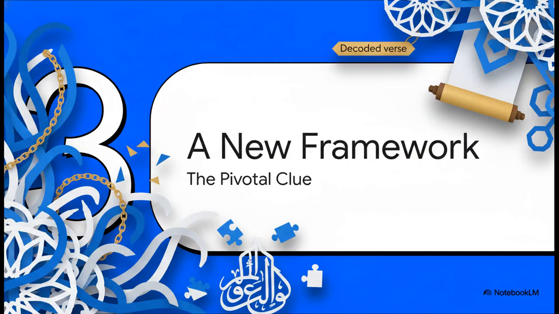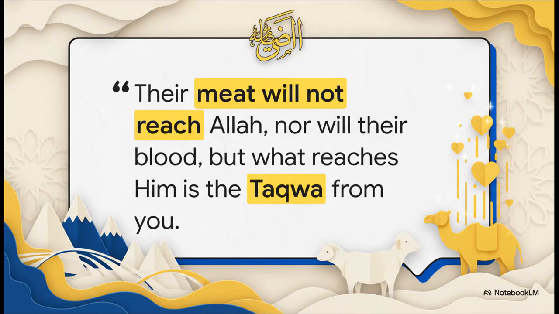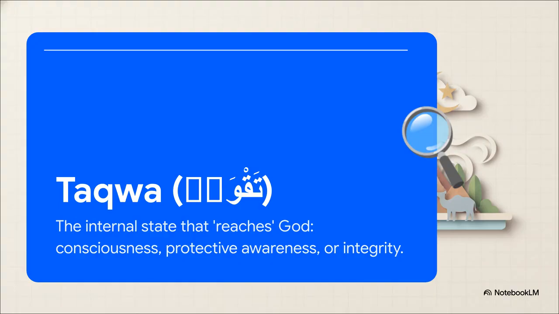So, we've decoded the individual pieces. How do they all snap together? Well, this linguistic analysis points to one specific verse as the pivotal clue, the one that really unlocks this whole new way of looking at things. This is it. Right in the middle of a passage talking about offerings, the Quran makes this incredibly direct statement. It says the physical stuff, that's not the point. The meat, the blood, that doesn't reach God. Something else does. And that something else is taqwa. This is the real goal. It's not about what you do with your hands. It's about the consciousness, the awareness, the integrity you hold inside. That is what truly reaches the divine.